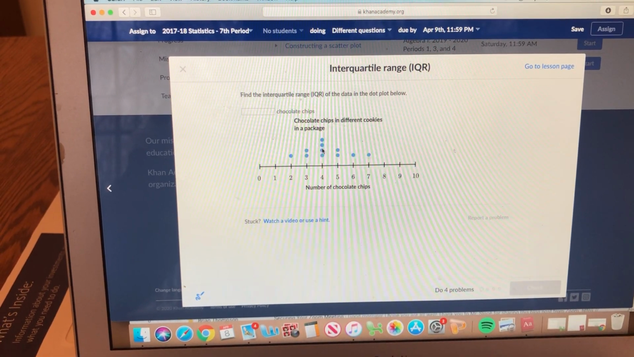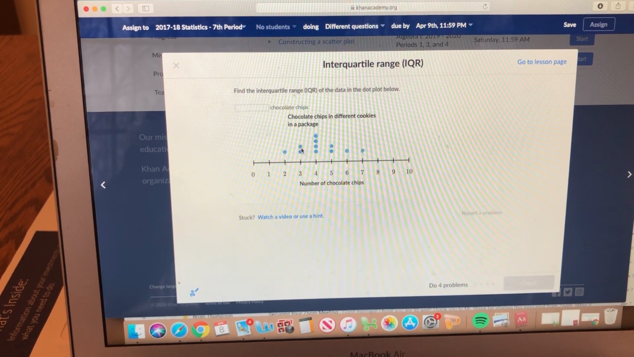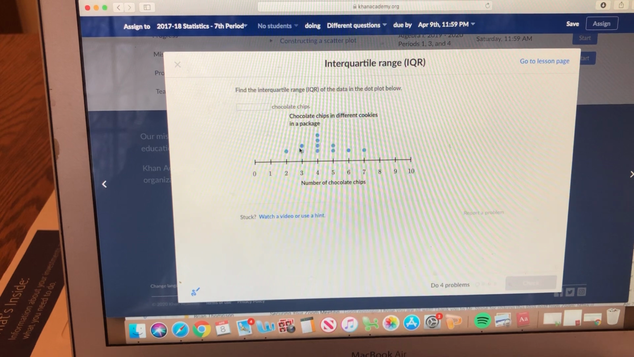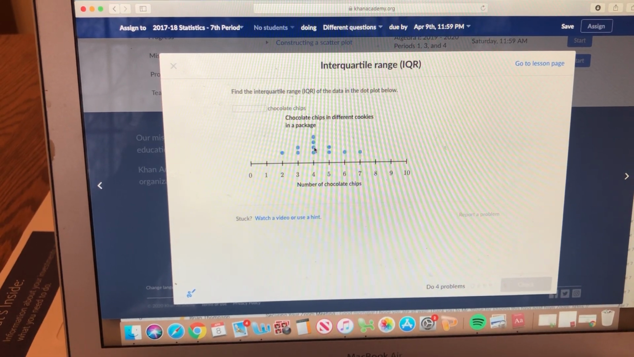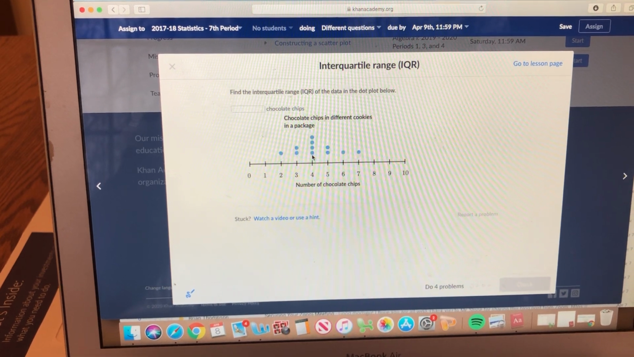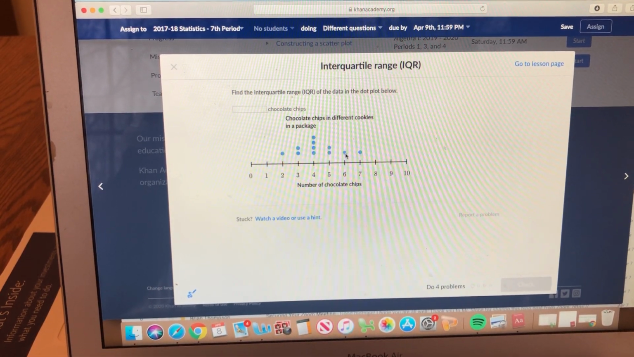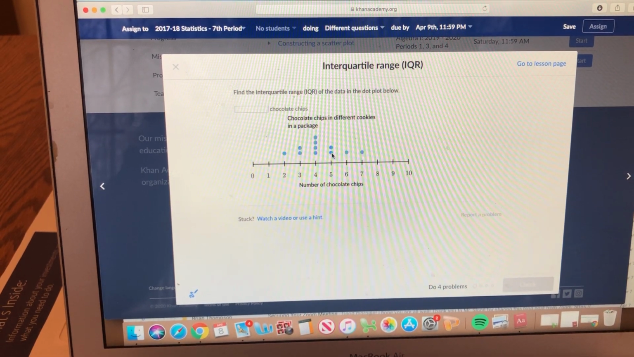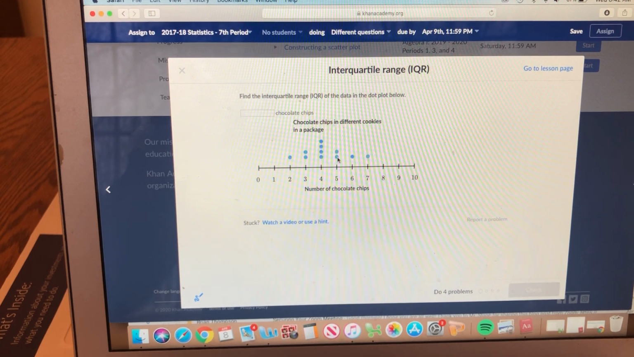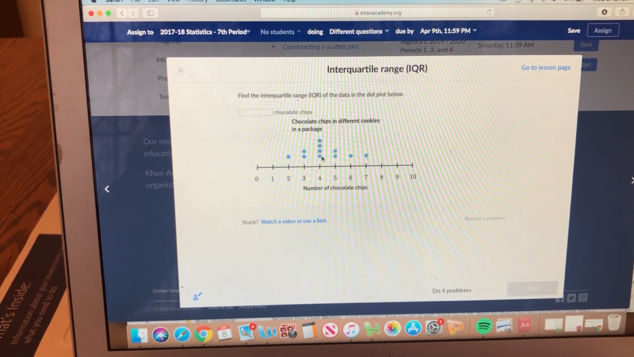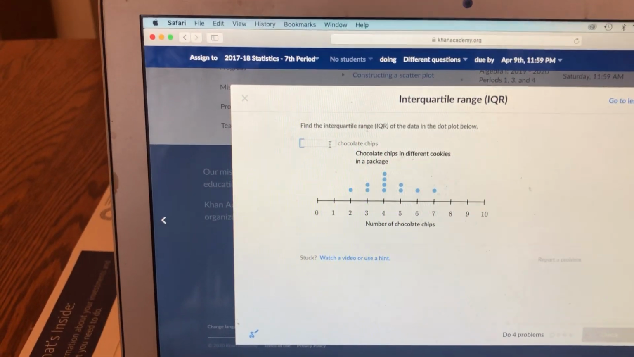So in the lower half, I have a 1 and a 4, a 3 and a 4. So 3 is my lower quartile. On the upper side, I have a 4 and a 4, a 5 and a 6 and a 5. So I believe my upper quartile is 5. So my lower quartile is 3, my upper quartile is 5. 5 minus 3 is 2. So I believe the answer is going to be 2.